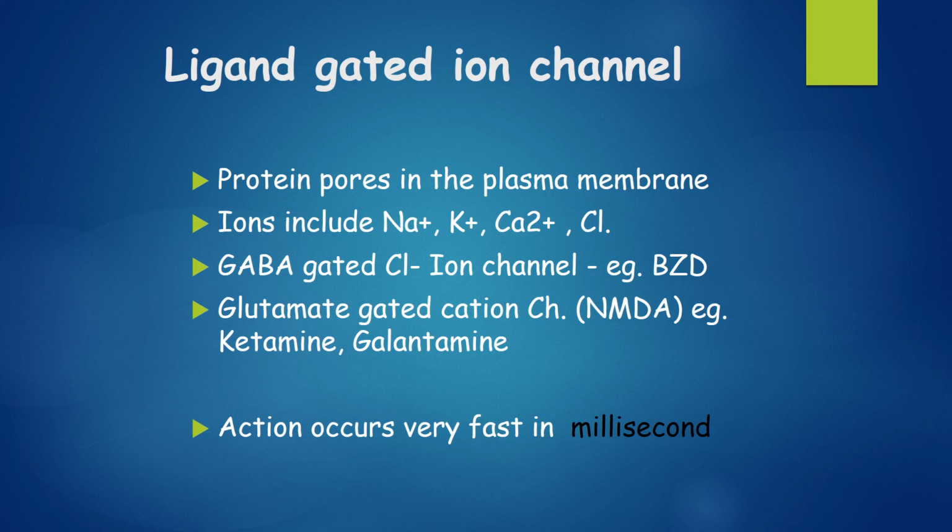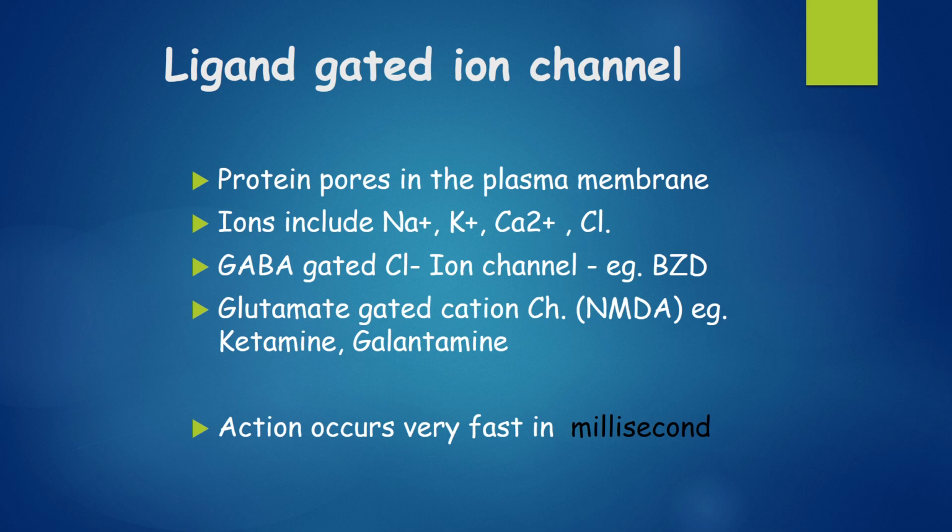When we go to the ligand gated, there again it is a protein pore in the plasma membrane, and here also sodium, potassium, calcium or chloride. But the attachment of some ligand will activate these channels. So the GABA gated chloride channels, example benzodiazepine, and glutamate gated cation channels, NMDA, example ketamine and galantamine. Here some ligand has to be attached.